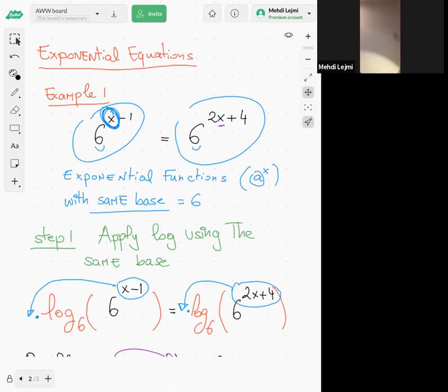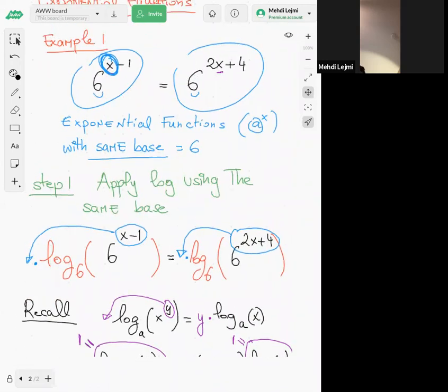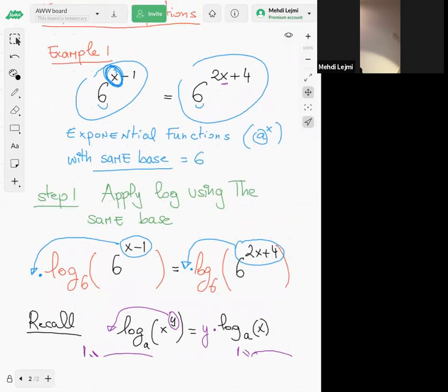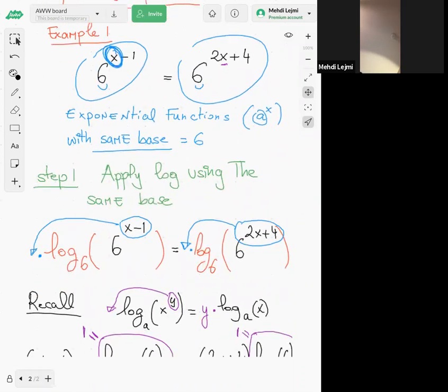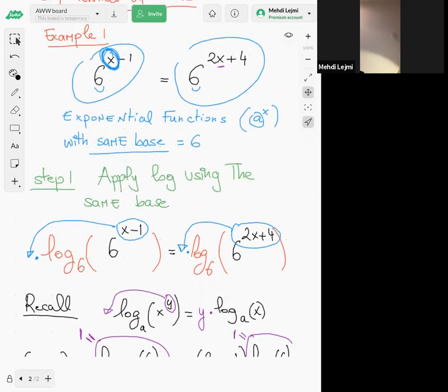And actually it makes sense, right? Because if you have the same base, it means that the powers are equal. So the exponent x minus 1 is supposed to be equal to the exponent 2x plus 4, right? And that's what we actually got. That's exactly what we are saying here. We have the same base. If you have the same exponential function with the same base, then the exponents are going to be equal, right?